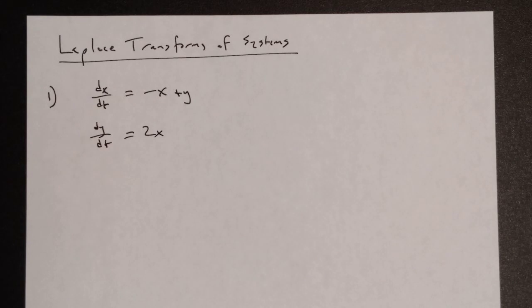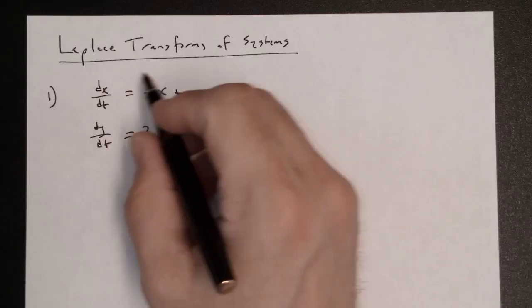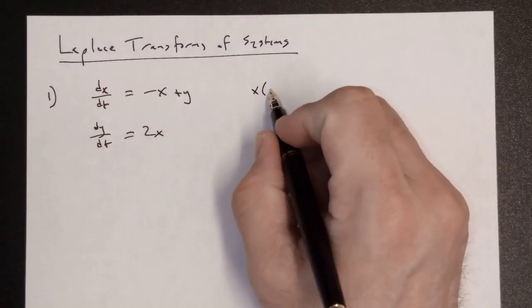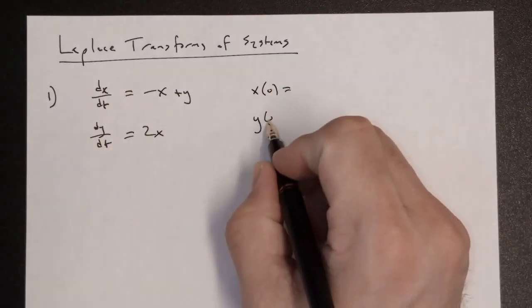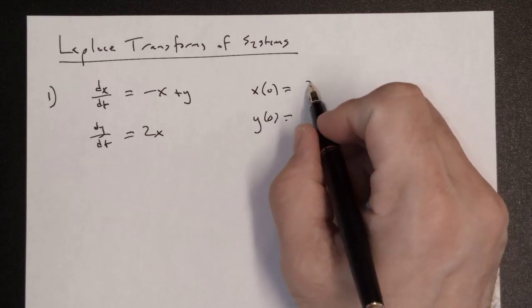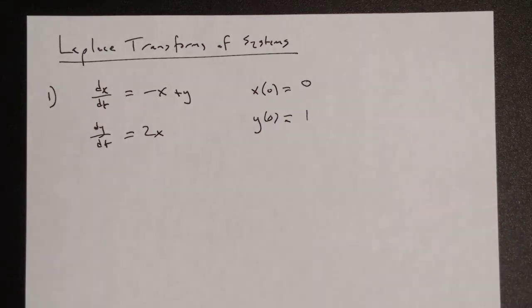Now, this does mean I'm going to have two Laplace transform objects. I'm going to have the Laplace transform of x, and I'm going to have the Laplace transform of y. But in order to do this properly, I need my initial conditions. These are first order, so I need x of 0 and I need y of 0. And in this case, they're 0 and 1 respectively.